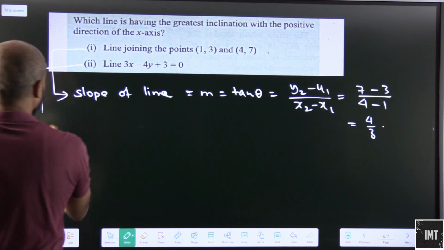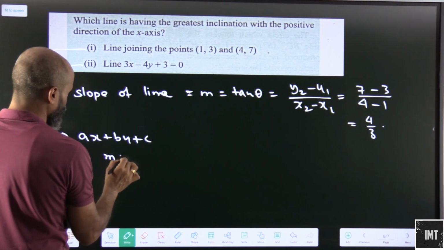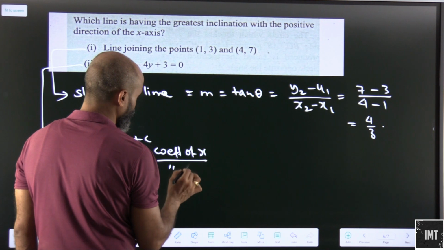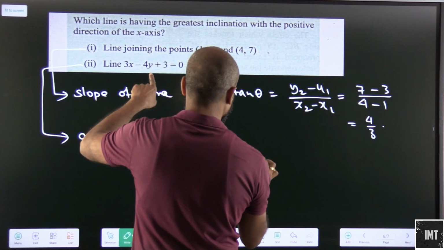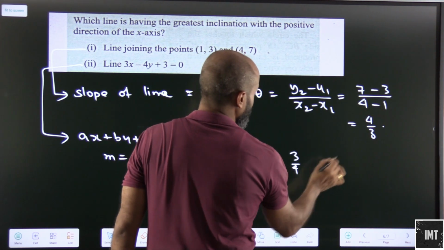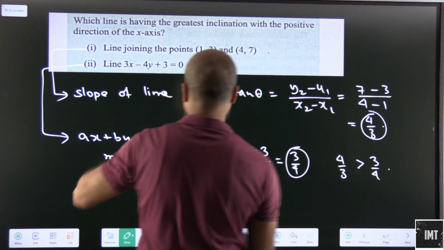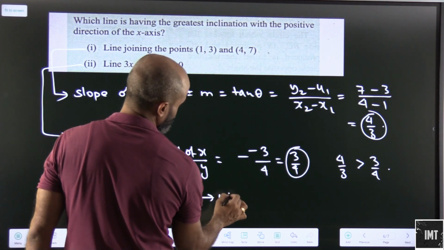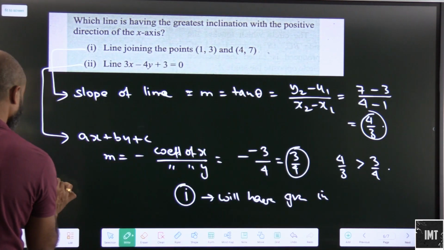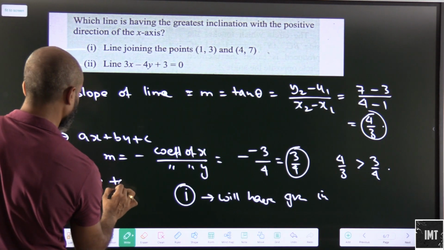Okay, and let's say the slope of this line we have just seen. Any line of the format ax plus by plus c has slope equal to minus coefficient of x upon coefficient of y. So here minus coefficient of x, that is minus 3 upon 4. So that will be 3 by 4. Now very clearly we can see that 4 by 3 will be greater than 3 by 4. So the first line will have greater inclination, because in that case it will mean tan inverse of 4 by 3 will be greater than tan inverse of 3 by 4.